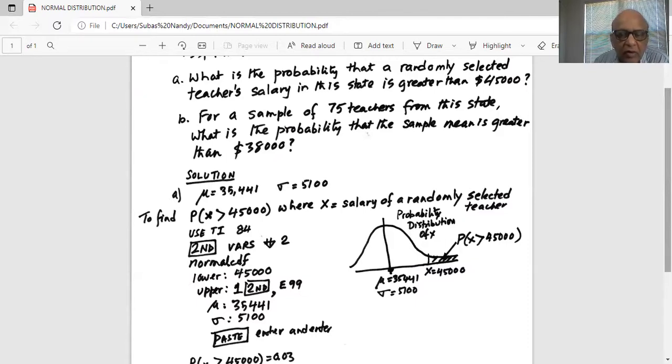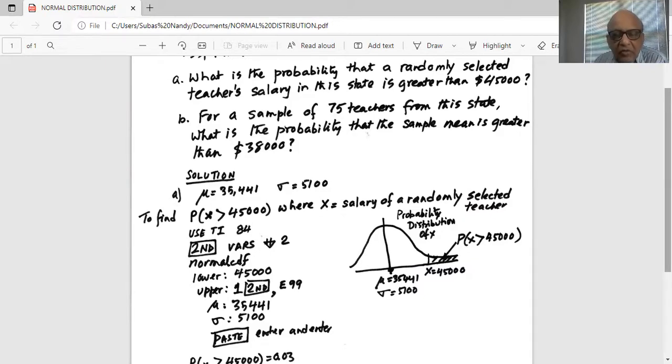And what is the upper boundary? It is a very large number on the right hand side. For a very large positive number, we represent the upper as 1, and then we press the second button and then comma. Comma is the button on top of 7. Second and comma will give you the E99. So the upper boundary is 1E99. That is 1 followed by 99 zeros. It's a very large number.